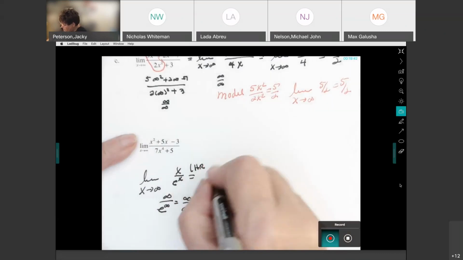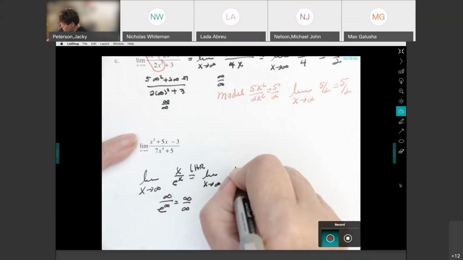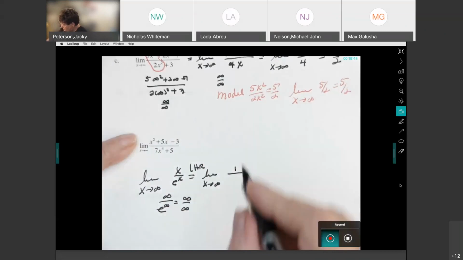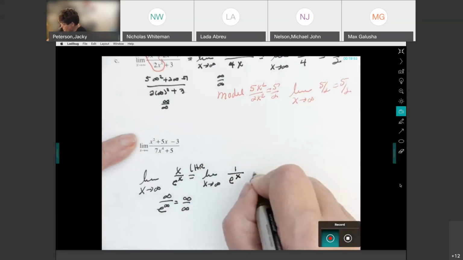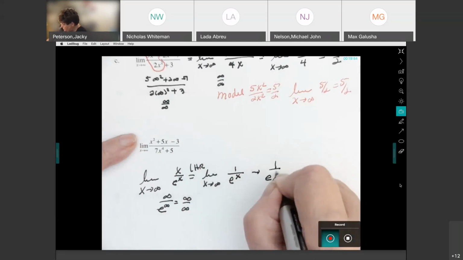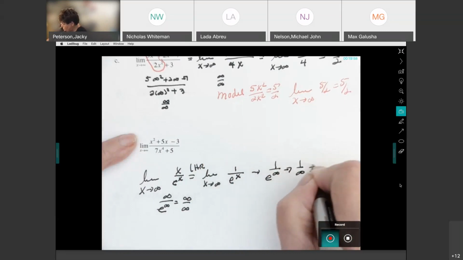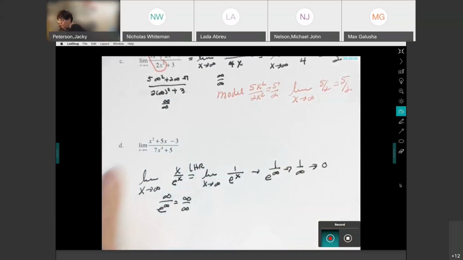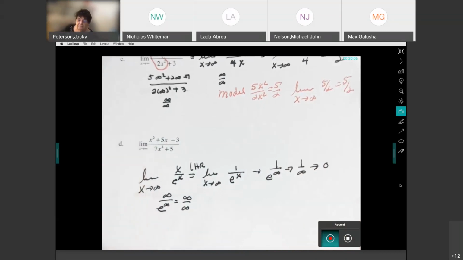So this then becomes the limit as x goes to infinity. The derivative of the numerator is 1. The denominator is just e to the x. So this becomes 1 over e to the infinity, which is 1 over infinity, which goes to 0. So you have no choice. That's the L'Hopital's rule problem, that's what this one is. So you don't have a choice.